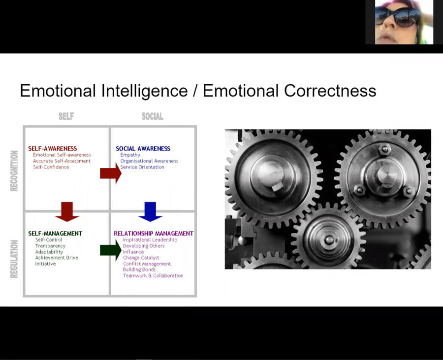And when you move that over into the social setting, this person may have an additional ability to be empathic, to have organizational awareness, to be service oriented. And when you move this down into self-regulation, this is about self-control, being able to be adaptable and transparent, all of those things that we consider to be really healthy aspects of emotional intelligence, right? And then in the next box, we have relationship management, and all of these things that it takes to have good management skills.